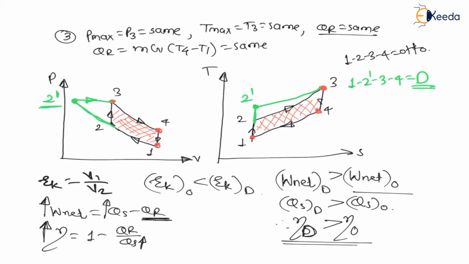Now temperature at the end of compression, that is T2, right? Here T2 dash is more than T2, you can see T2 dash is more than T2. That means temperature at the end of compression of the diesel cycle is more than temperature at the end of compression of the Otto cycle. Now the fourth comparison: for this we will use maximum pressure, that is peak pressure. Maximum pressure, that is P3, is the same in both cases, and heat supply is the same in both cases.